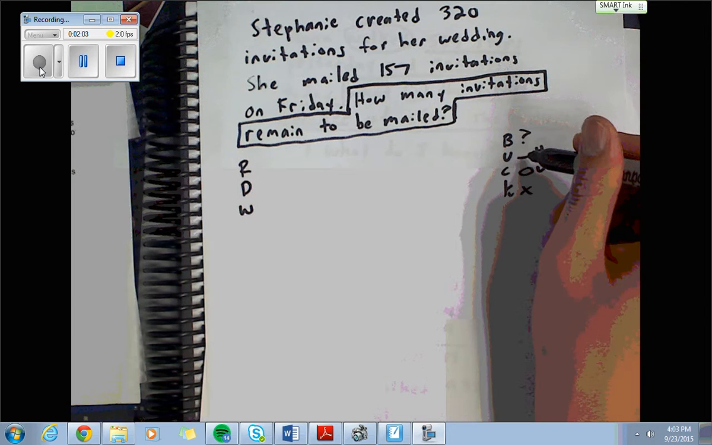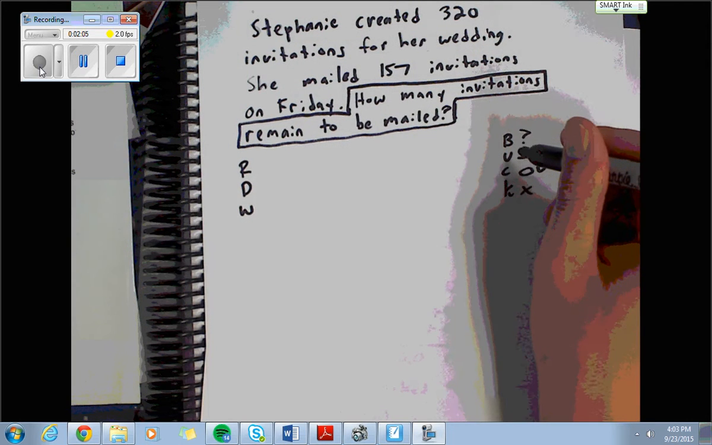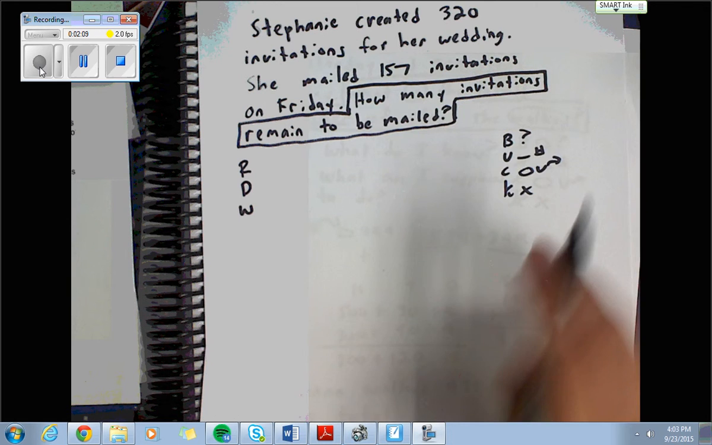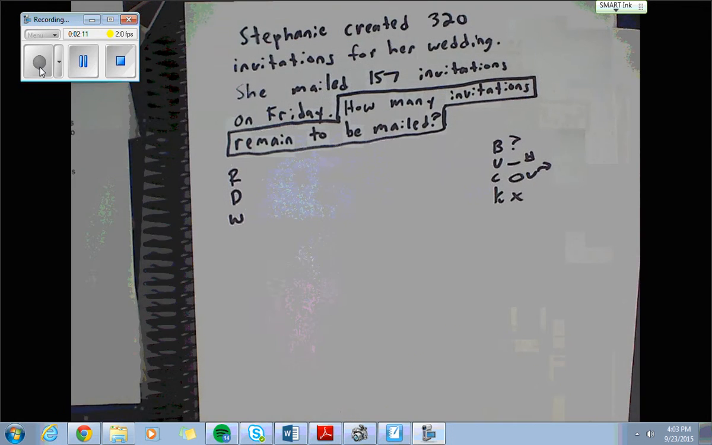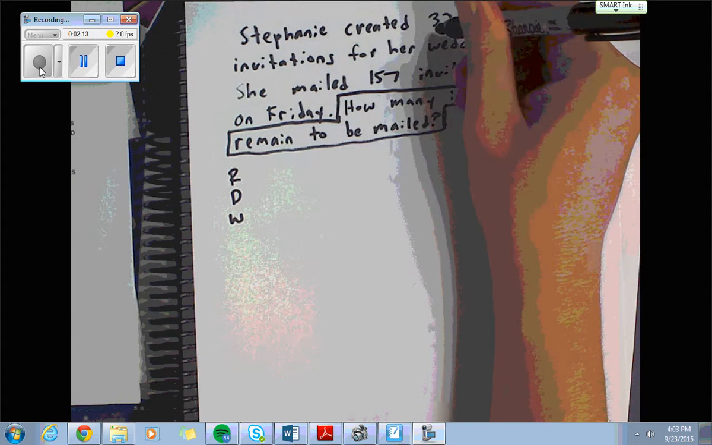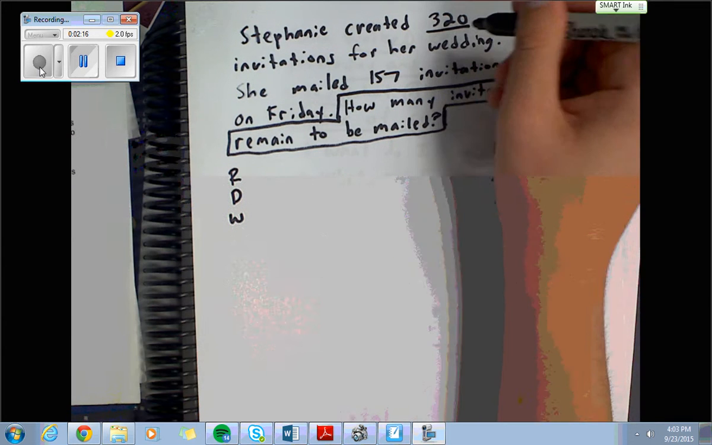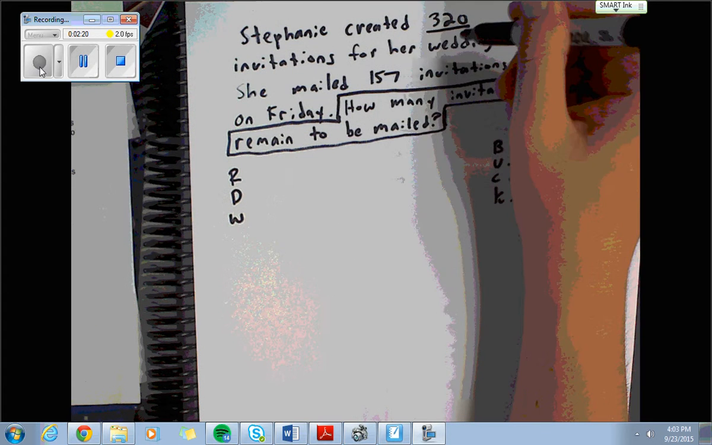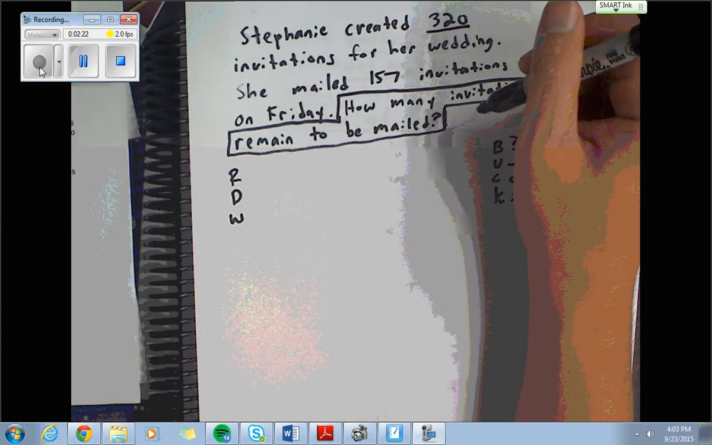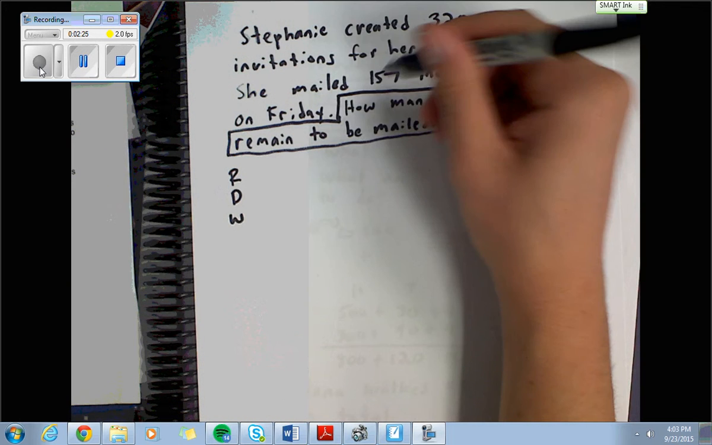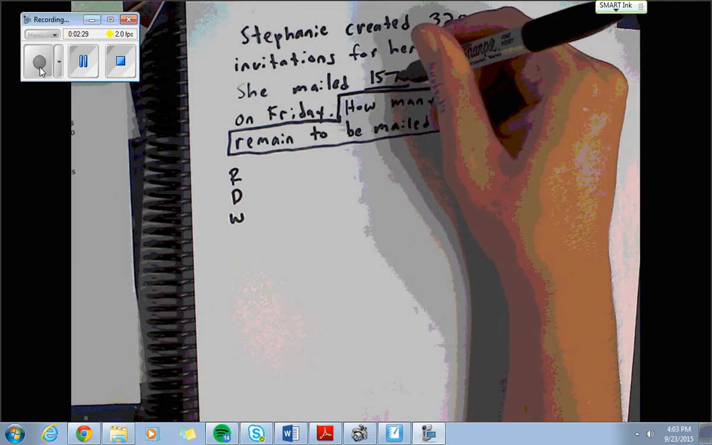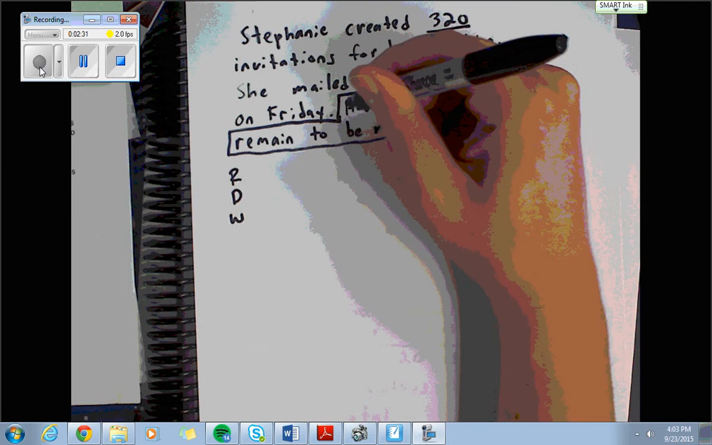Okay, U, underline the math language. We're looking for numbers or words that indicate mathematics or mathematical operations. The first number I see is 320. She created 320 invitations for her wedding, so she must have 320 guests coming to her wedding because she has 320 invitations. Next math language I see, she mailed 157 invitations on Friday. So she had 320, and she mailed out 157 of them on Friday.